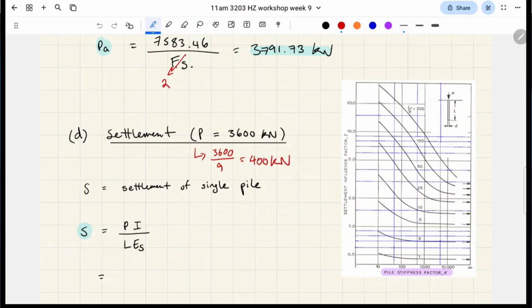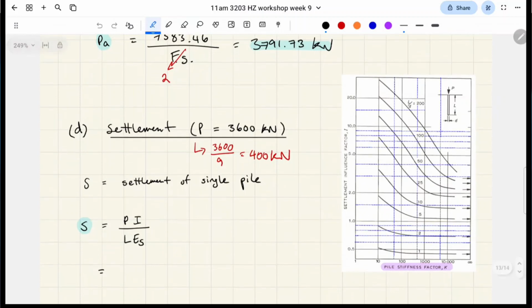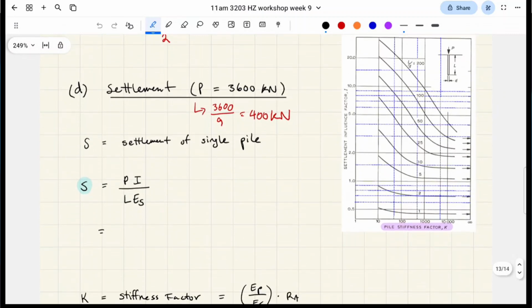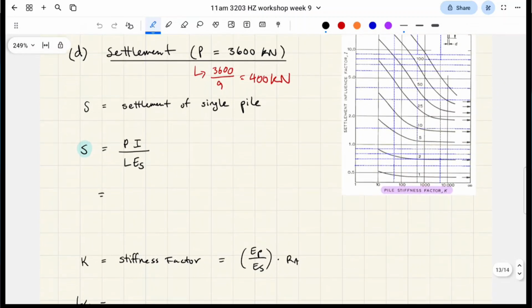That's 400 kilonewtons, okay? So that's the number we're going to roll with when calculating the settlement of a single pile. So we do our piles formula here. That's the formula we use for floating piles, remember? And remember, we should keep everything dimensionally consistent for settlement. So let's start plugging in our numbers.